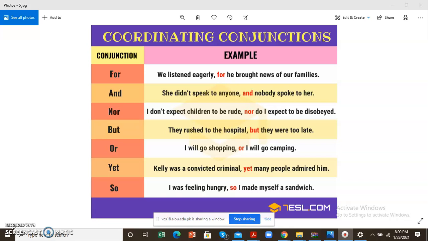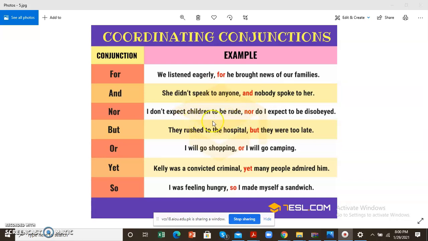We listened eagerly, for he brought news of our families. Then the use of the word "and." Note why you use "and" here. She didn't speak to anyone, comma, and nobody spoke to her. You are joining two sentences here. But notice you are supposed to insert a comma here, don't forget, right? We are going ahead with the use of the word "nor."